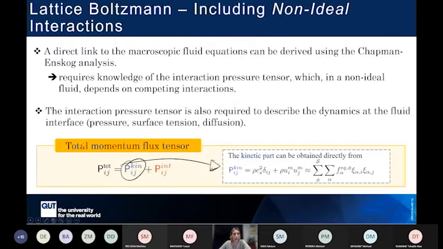So we've got this relationship that gives us the total momentum flux tensor, which has two parts: a kinetic part that we can easily retrieve, so this is not a big problem, but we've also got this interaction pressure tensor that we need to be able to calculate.